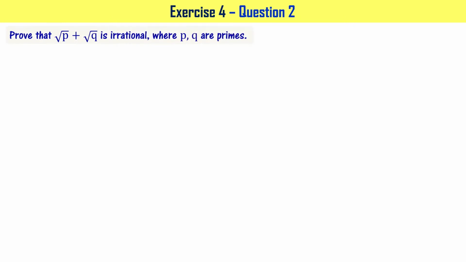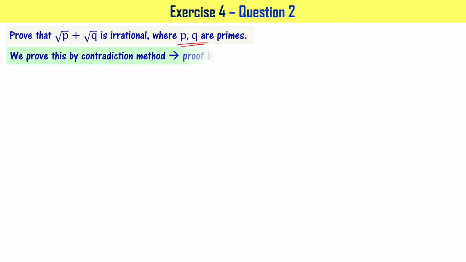Question number 2. Prove that square root of p plus square root of q is irrational where p and q are prime numbers. Since p and q are prime numbers, we know that square root of p is an irrational number and square root of q is also an irrational number, right? We know that sum of two irrational numbers is an irrational number. We already know that square root of p plus square root of q is going to be an irrational number when p and q are primes. But that's not what we are asked to write. We are asked to prove that square root of p plus square root of q is an irrational number, right?